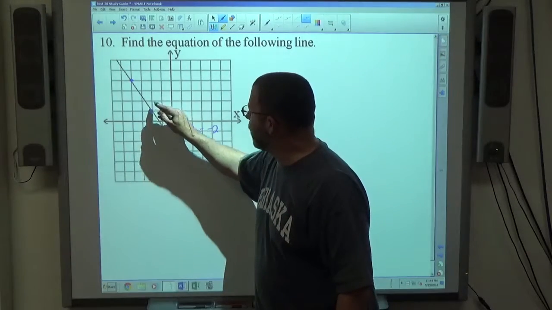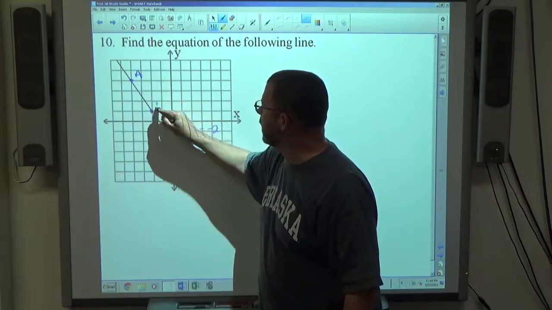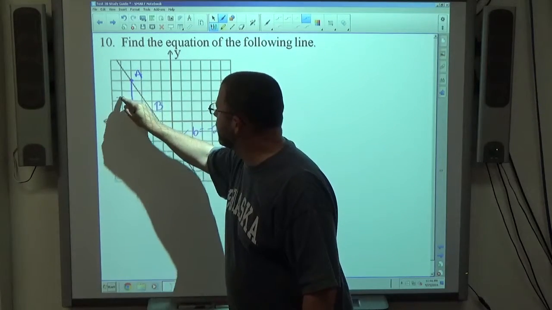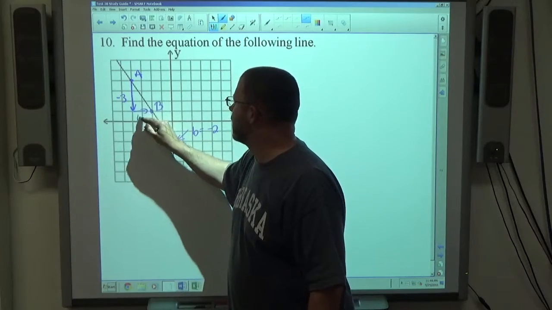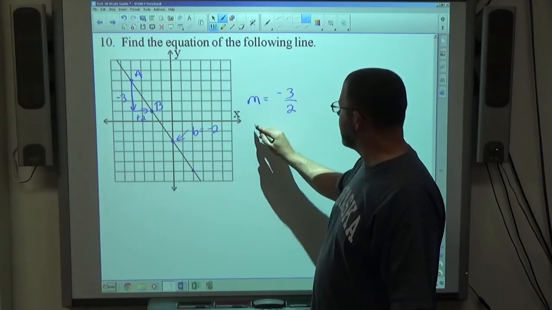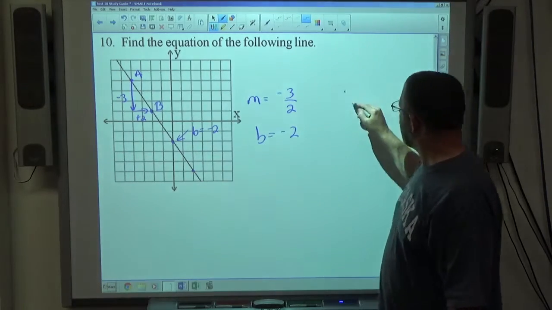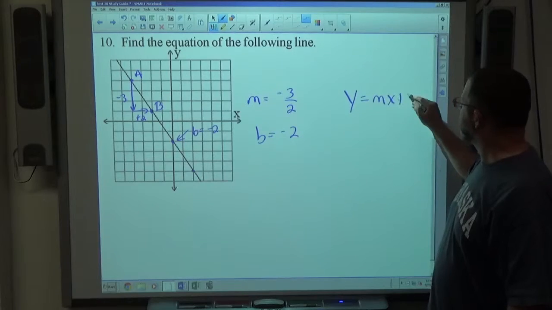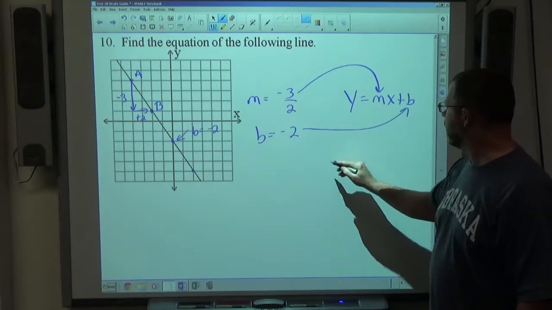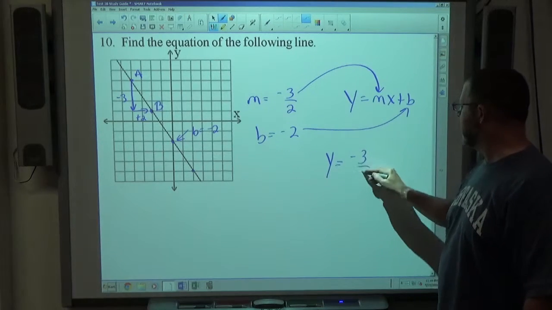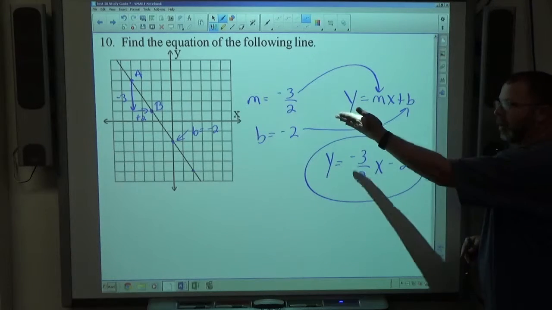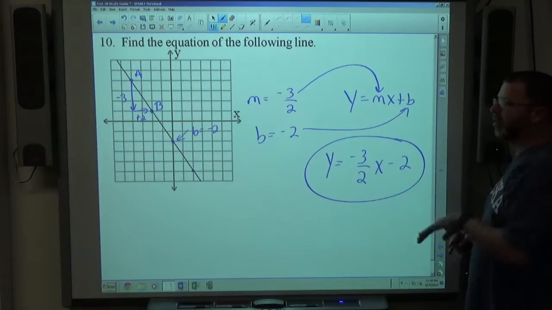I've got to go from point A to point B. Let's just call this point A, call this point B. It doesn't matter which one's which. To get from point A to point B, I've got to go down 3 spaces. That's negative. Go right 2 spaces. That's positive. Slope is rise over run. And again, the y-intercept is negative 2. y equals mx plus b is the structure of a linear equation. Put the slope and the y-intercept in to write the answer. So y equals negative 3 halves x minus 2. Most common mistake when people know how to find those things, a lot of people forget to put the x, so don't be that person.